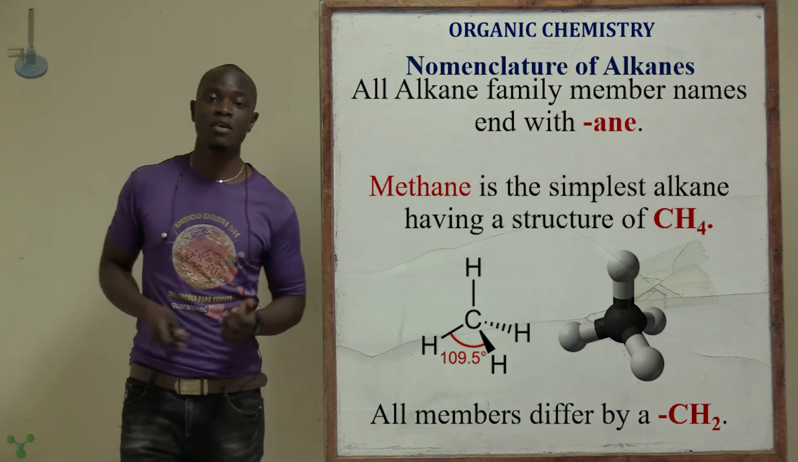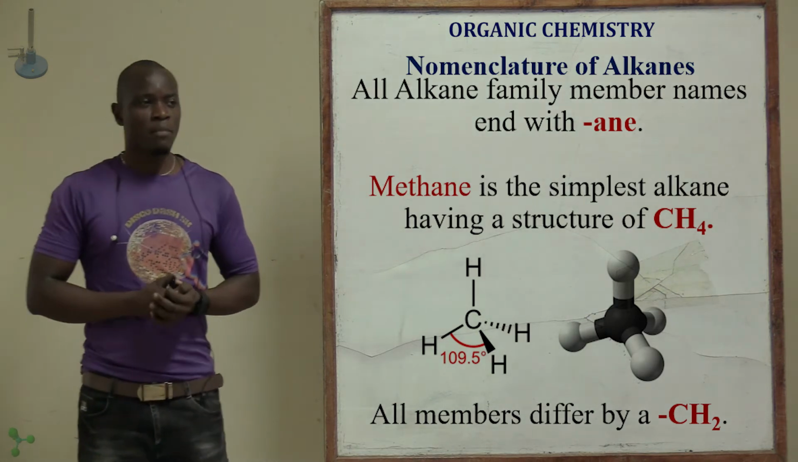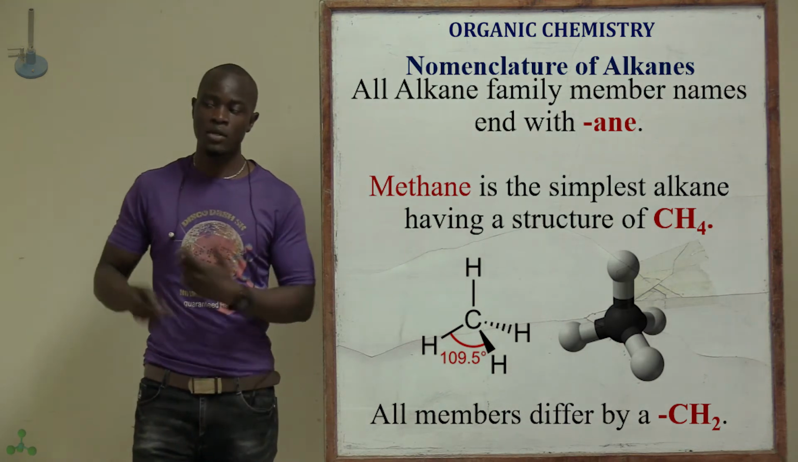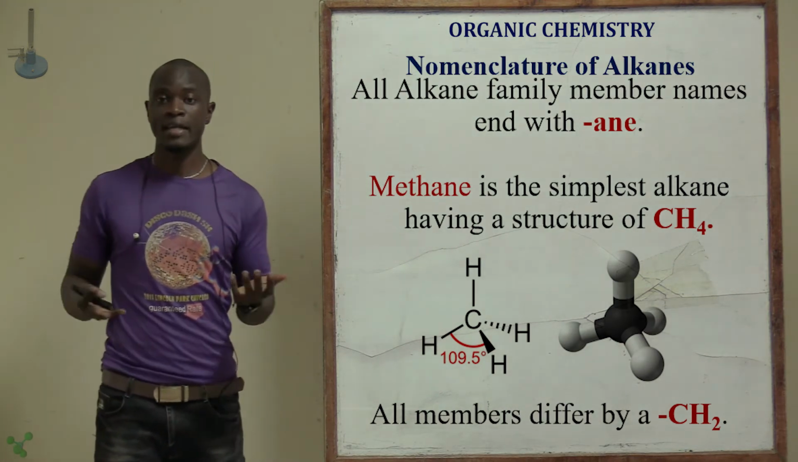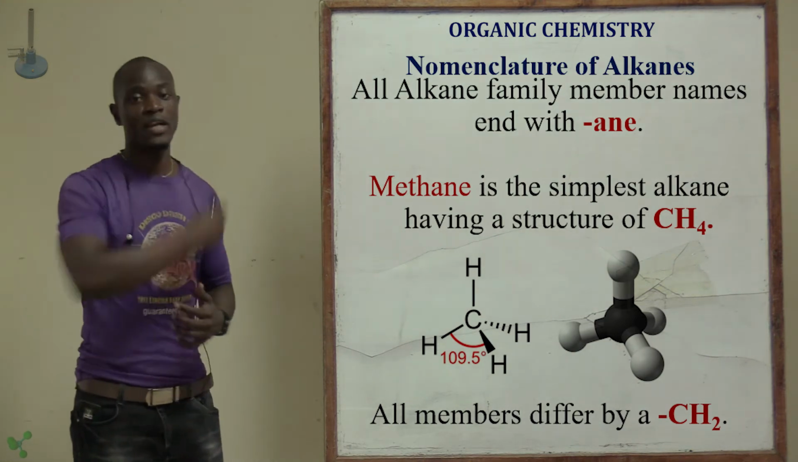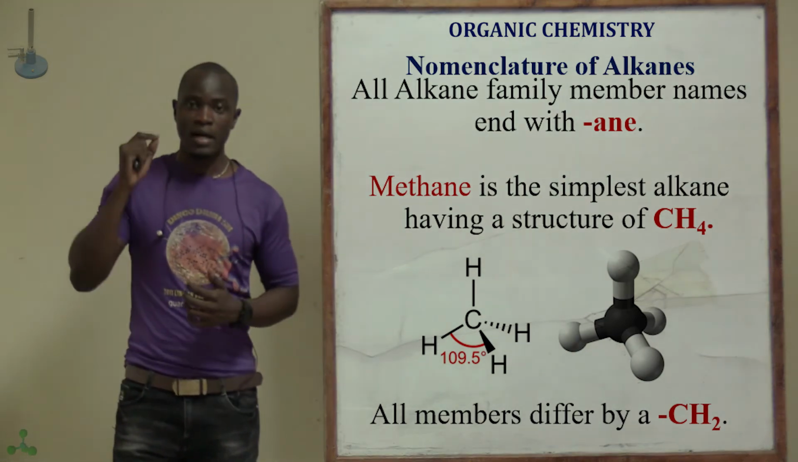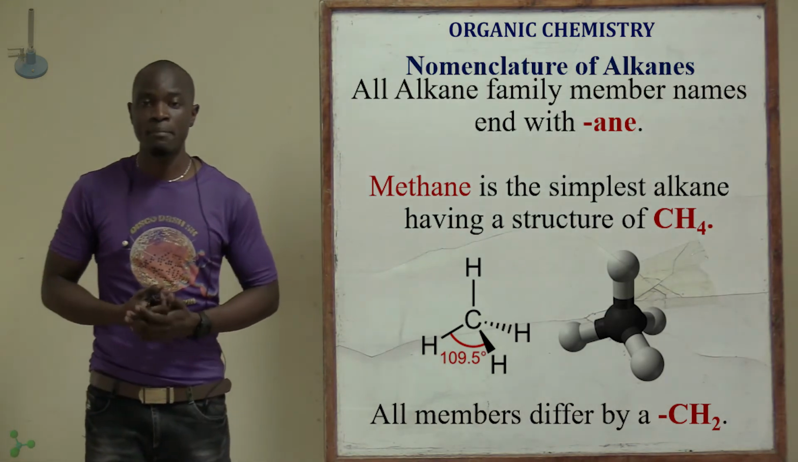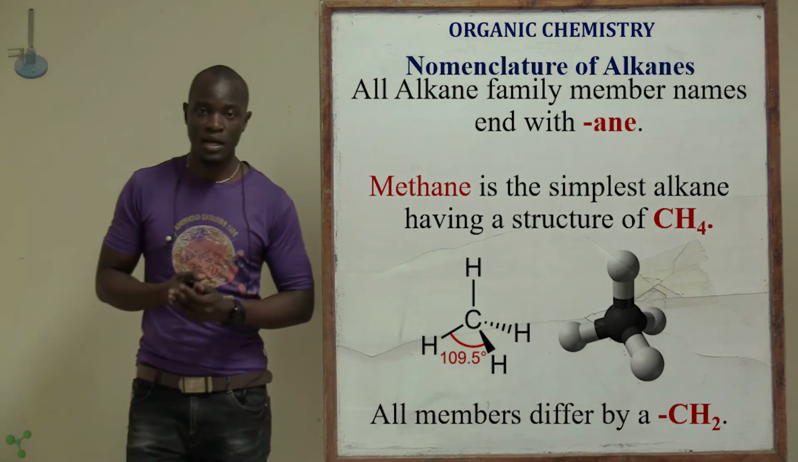So the nomenclature of alkanes. The nomenclature mainly refers to the naming of alkanes. So how is it possible for you to name the alkanes? How can you be able to name an alkane? If I've drawn for you a structure of an alkane and then asked you, give the name of the alkane, how do you name the different alkanes that we have?